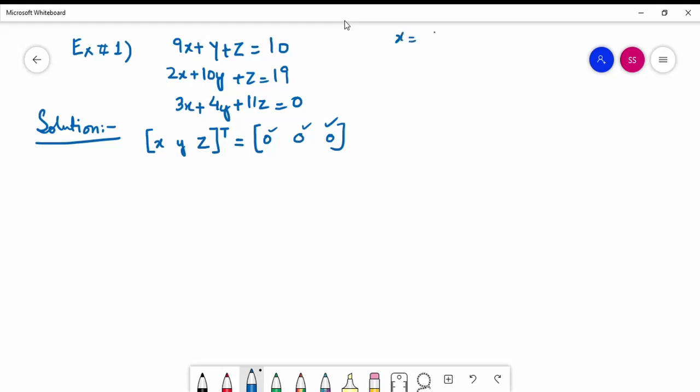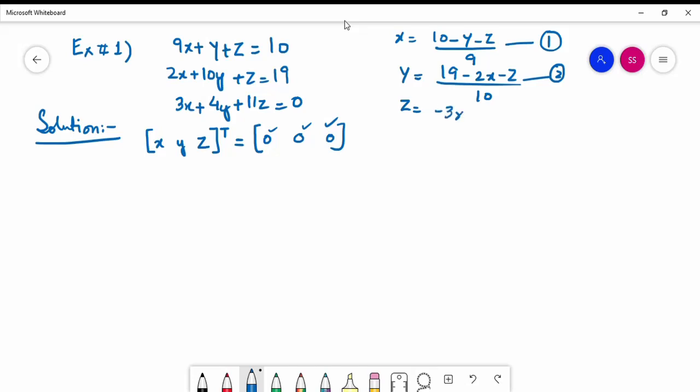So x equals (10 minus y minus z) divided by 9. This is the first equation. The second equation you write in terms of y, so y equals (19 minus 2x minus z) divided by 10. This is the second one. And the third one is z equals (0 minus 3x minus 4y) divided by 11. This is the third equation. Now you have to start with the initial approximation.